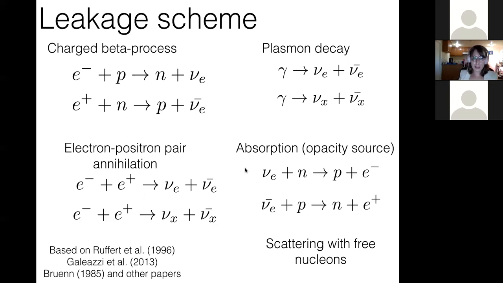So in this leakage scheme, these are all the reactions that we considered, and this is all based on these really nice papers by Ruffert et al., Galeazzi et al., and lots of other papers, including actually Dan and Brian's paper. Here we're going to consider the charged-current beta process, the electron-positron pair annihilation, and plasmon decay, and those are all going to alter the electron fraction greatly. And as our opacity source, we're going to consider this absorption right here, which again is the inverse of the beta process, and also scattering with free nucleons.